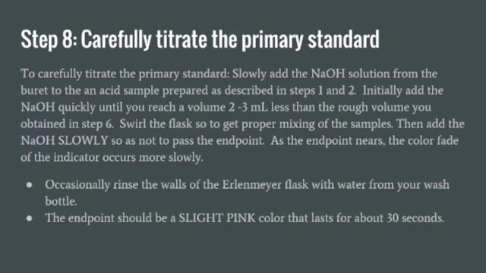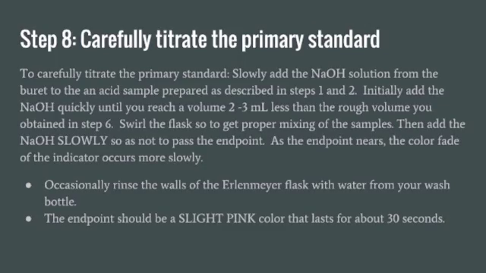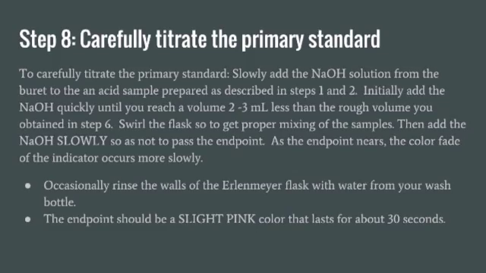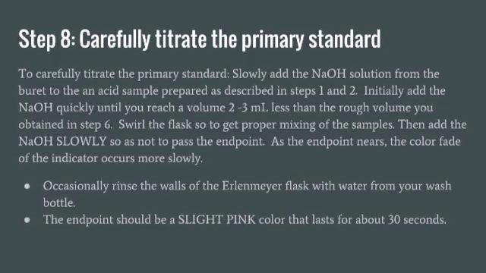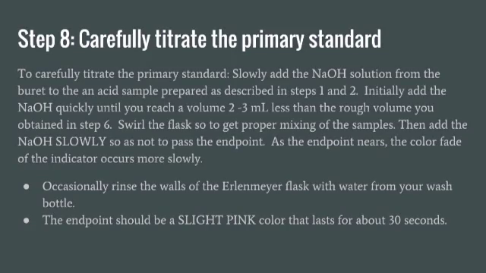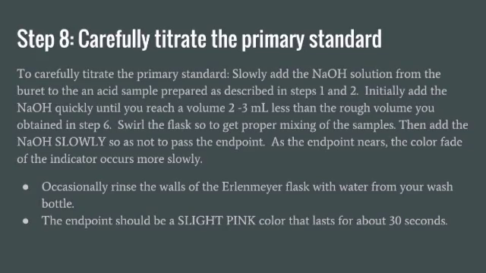Then you're going to want to carefully titrate the primary standard. To carefully titrate the primary standard, slowly add the NaOH solution from the burette to the acid sample prepared as described in steps 1 and 2. Initially add the NaOH quickly until you reach a volume of 2 to 3 milliliters less than the rough volume you obtained in step 6.